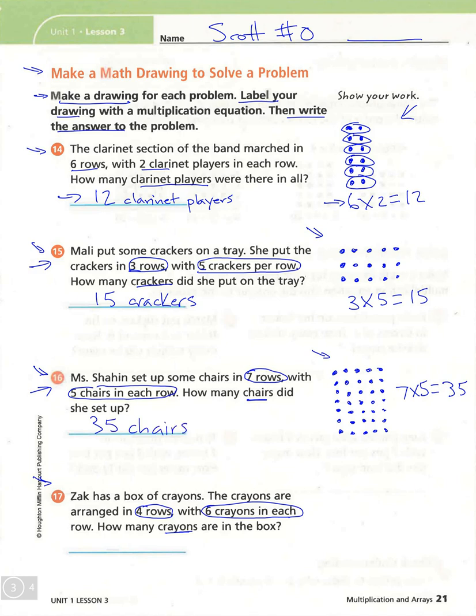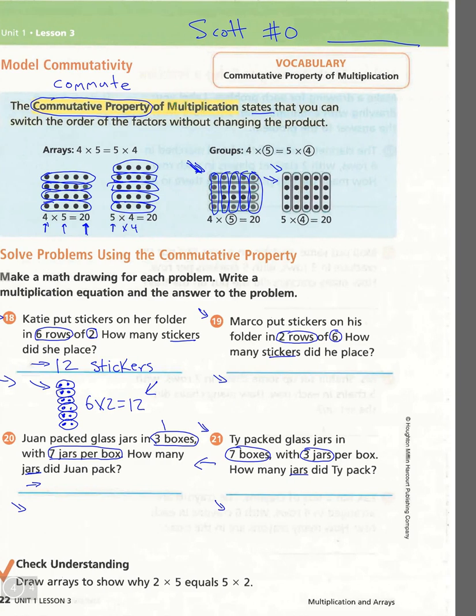She set up 35 chairs. And now the last one, Zach here, he has some crayons, and the crayons are arranged in 4 rows. So 1, 2, 3, 4, 6 in each row. 1, 2, 3, 4, 5, 6, in each of the rows. We have 4 rows of 6, and that equals 24. So 24 crayons are in the box. Okay, and this is our last page, right?